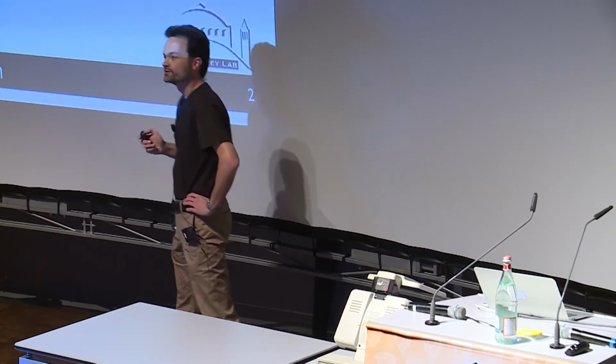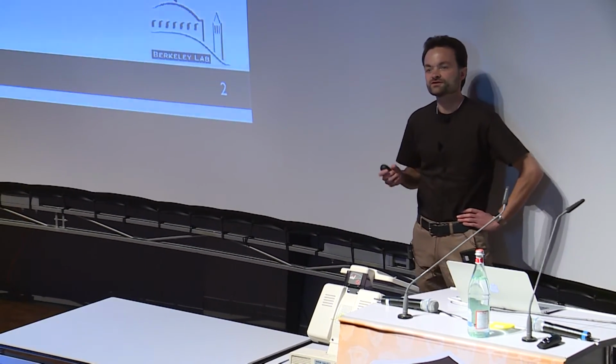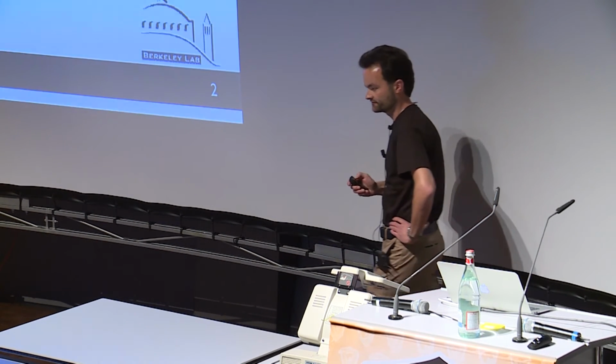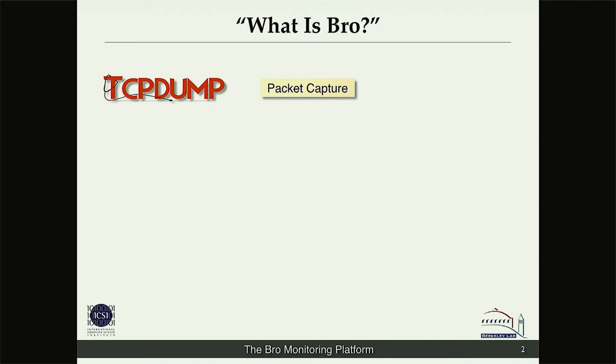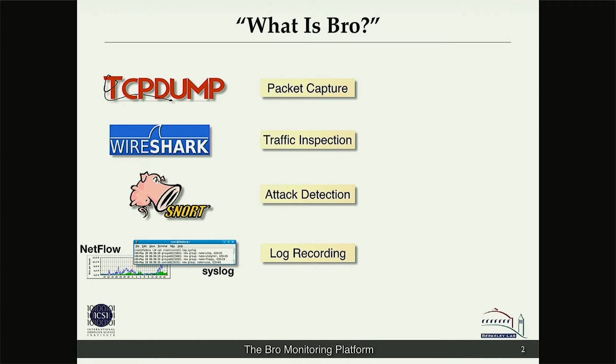One way to explain what Bro is, is to look at a few other tools first that network operators and security incident responders typically use in their daily operational life. They often use something like tcpdump for capturing packets, looking at what's on the wire. Then maybe Wireshark to look into the protocols, to see what's going on at the protocol level. They might be using something like Snort for finding attacks. And then usually some kind of logging is carried out, like recording NetFlow or syslogging.